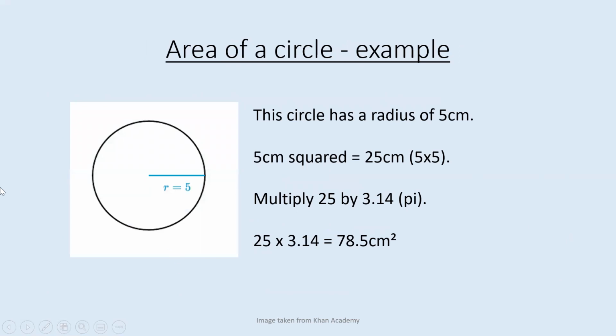In this circle, the radius has been given as 5 centimeters. So we would need to square that radius by multiplying it by itself. So 5 centimeters squared equals 25 centimeters, because we do 5 times 5 in order to square that number. We then multiply that 25 by 3.14, which is pi. 25 times 3.14 gives us a final area on that circle of 78.5 centimeters.